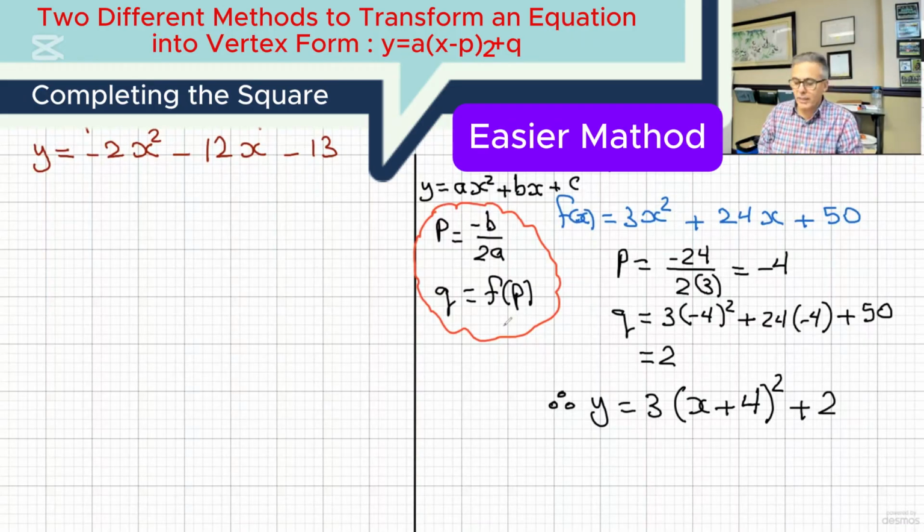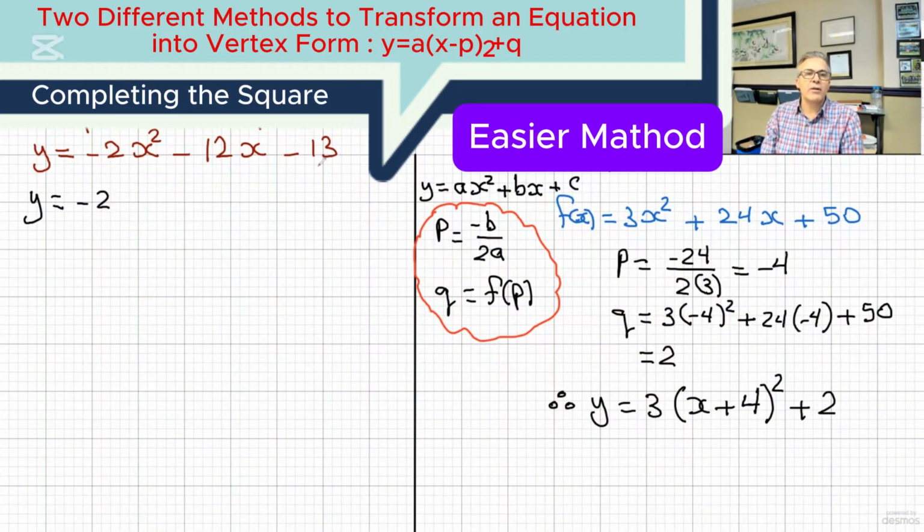The second way is completing the square. I've noticed from long experience that kids have trouble completing the square, especially when you have a coefficient in front of the x squared where the a value is greater than 1 or less than negative 1, it becomes a little bit more challenging. But let's try to make it a bit easier for you. The first thing you do is rewrite the equation, but you have to factor out that negative 2.